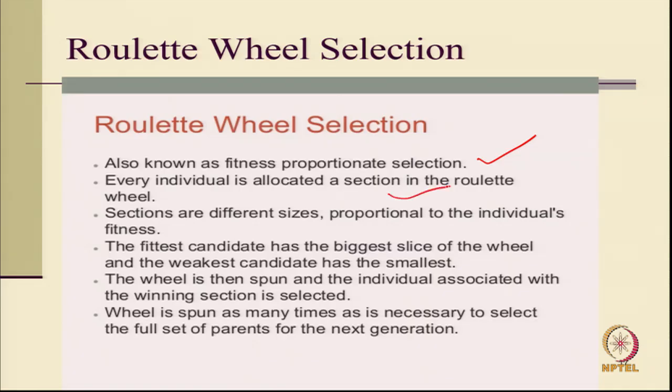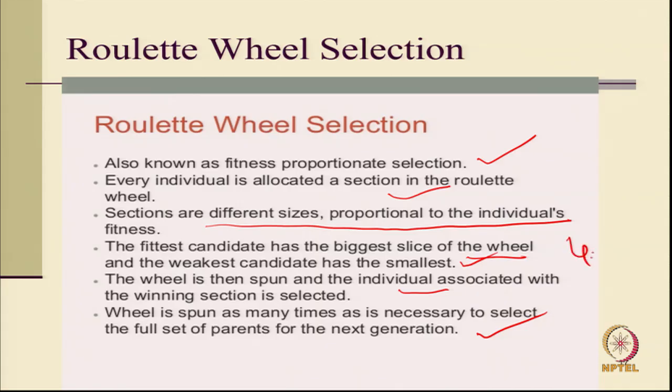Every individual is allocated a section in the roulette wheel. Sections are of different sizes, proportional to the individual's fitness. The fittest candidate has the biggest slice in the roulette wheel, and the weakest candidate has the smallest slice. The wheel is then spun and the individual associated with the winning slice is selected. So, that is basically generating random numbers. The wheel is spun as many times as is necessary.